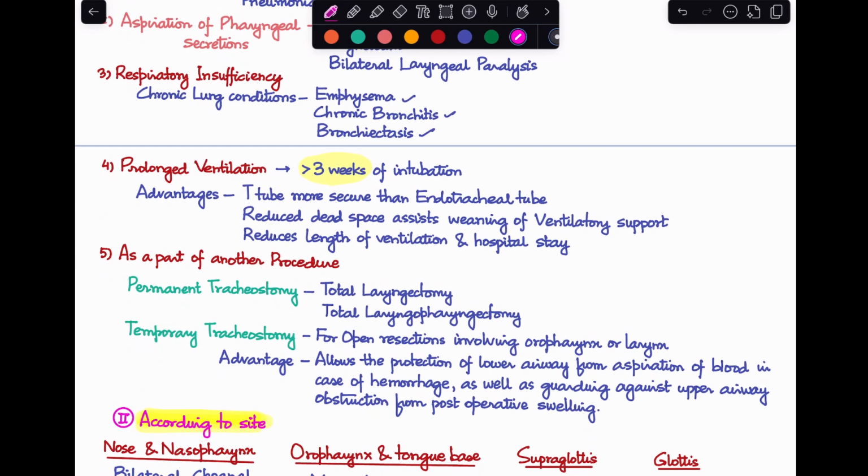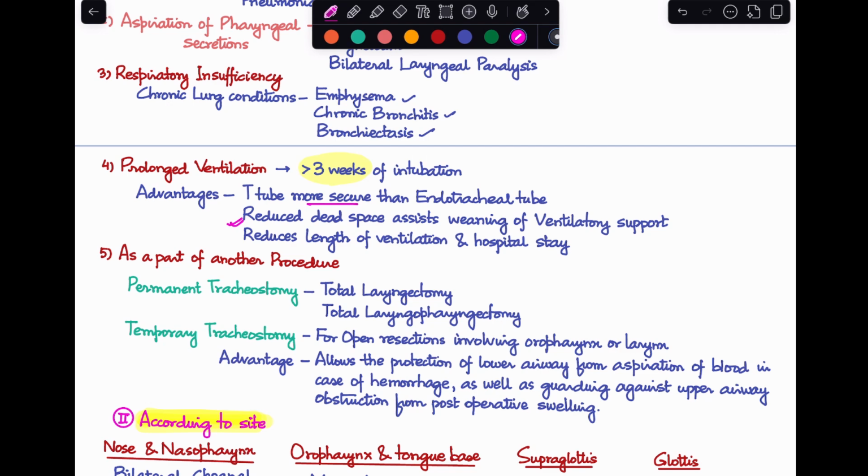This has certain advantages. For example, the tracheostomy tube will be way more secure than the endotracheal tube. Secondly, with tracheostomy, there is a reduction of dead space, which will help in assisting the weaning of the ventilatory support. And thirdly, putting the tracheostomy tube will also reduce the length of total ventilation and hospital stay for the patient. So, for all of these reasons, whenever there is a need to keep the patient on a prolonged intubation, which is more than 3 weeks, we need to consider putting the patient on a tracheostomy.